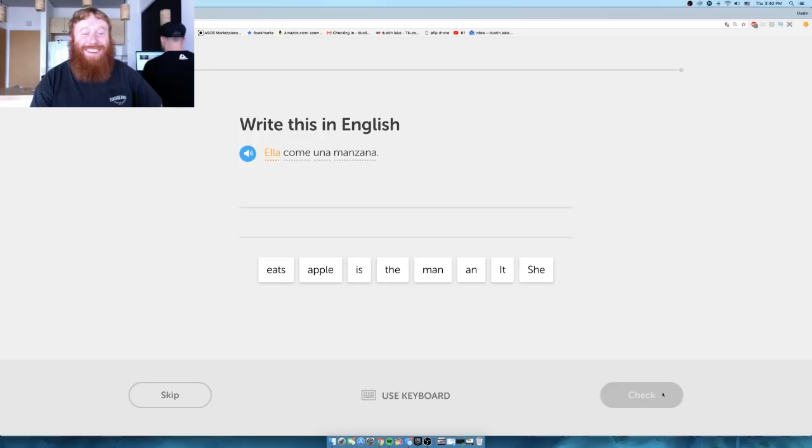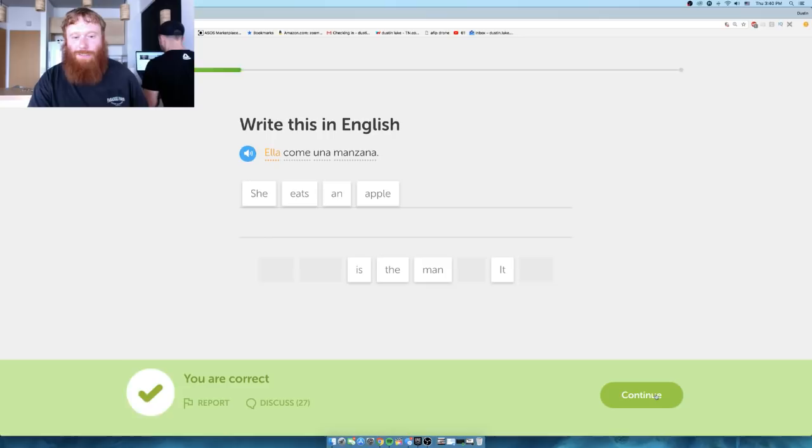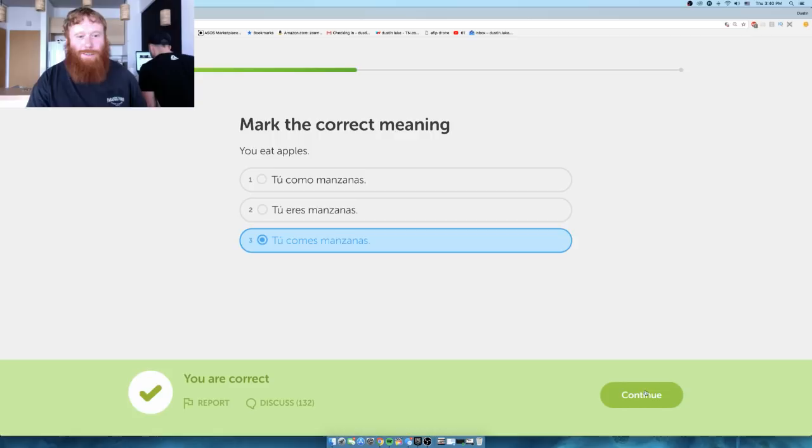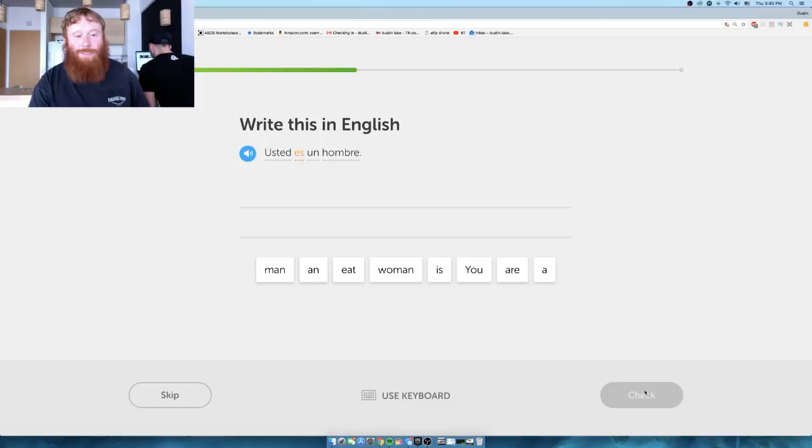Ella come una manzana. So ella would be she eats. This is a single, so it'd be an apple. So I have to know proper English to do this correctly as well as Spanish. So you eat apples would be tú. It'd be plural, since you're saying apples. Es un nombre. So that would say you are a man. Yay. Él es un hombre. That'd be he is a man.